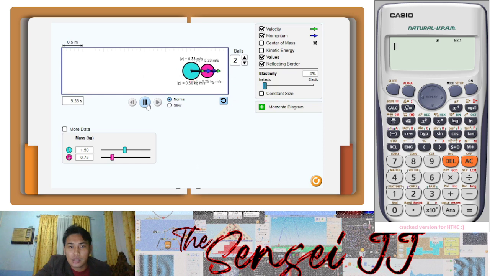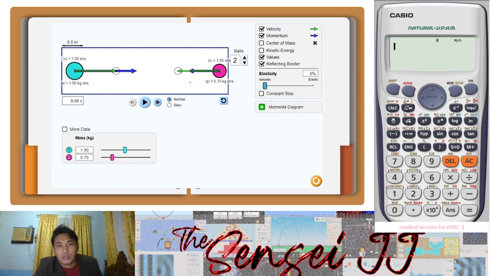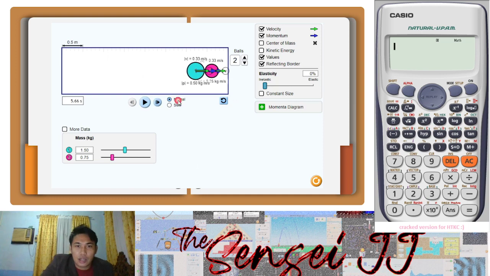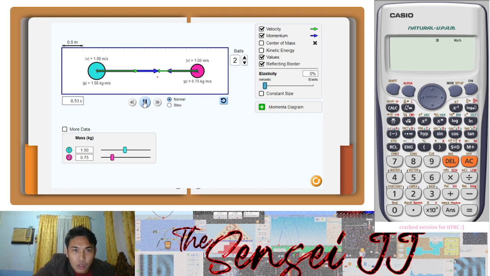So you see, guys, they stick together and they move in the same direction. So let's try to watch it again. So here it is. You can see the first object has a momentum going to the right and the other object has a momentum going to the left. But the mass of our first ball is double the mass of our second ball.